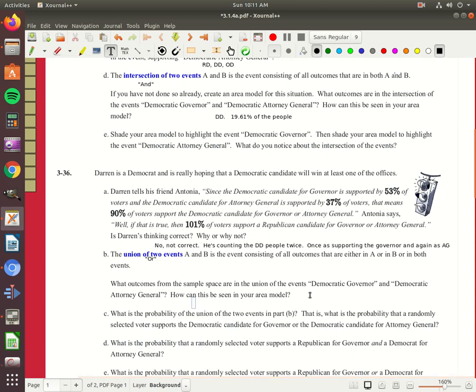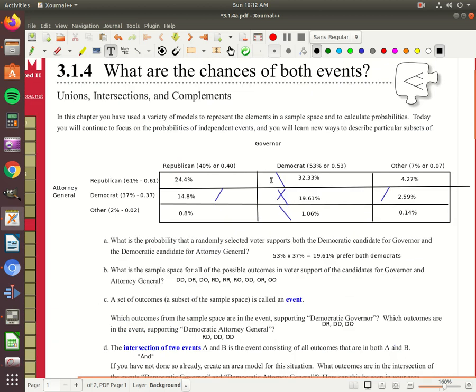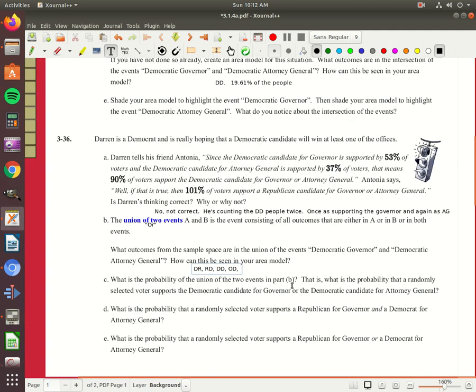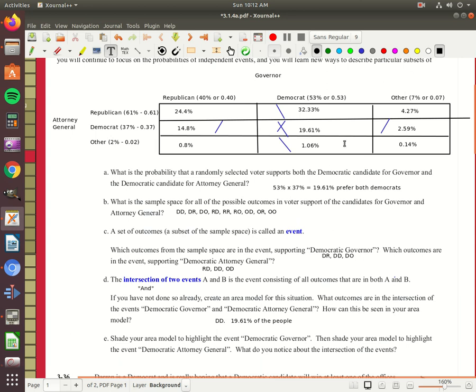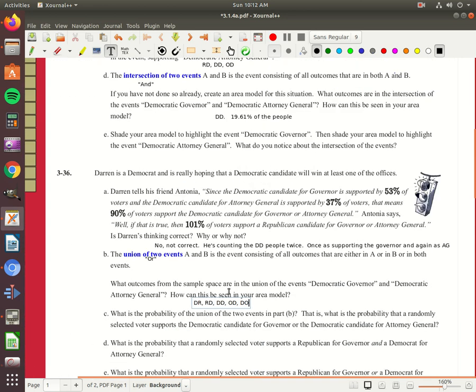Again, it's or. So you could like the Democratic governor and the Republican attorney general. You could like the Republican governor and the Democratic attorney general. You could like the Democrat for both. You could like the other governor and the Democratic attorney general. Or finally, you could like the Democratic governor and the other. So you can see there's 5 things that could possibly be true here. These 5, 1, 2, 3, 4, 5. So it's way more people in both.